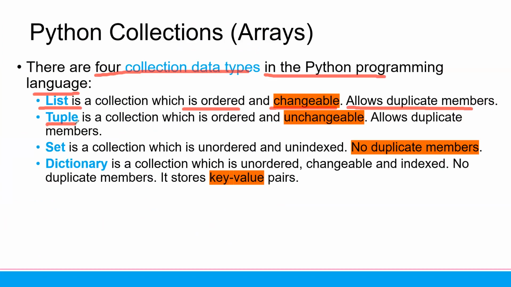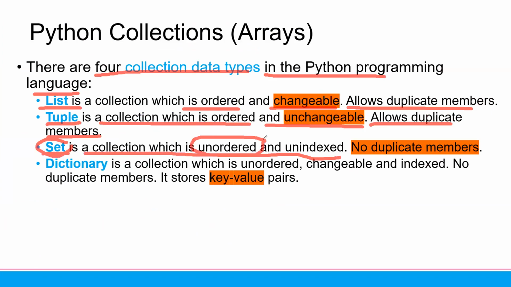Tuple is another kind of array in Python. It is ordered, but it is unchangeable, so you cannot change the value. It allows duplicate members, so the data can be duplicated. Set is a collection which is unordered and unindexed. So if you use set, the values will not be in a good order and there will be no index. And it has no duplicate members.